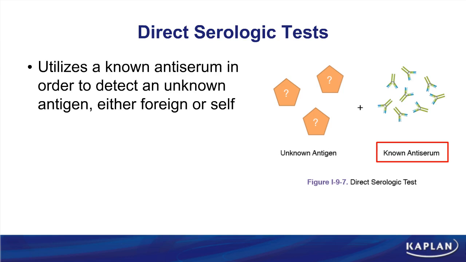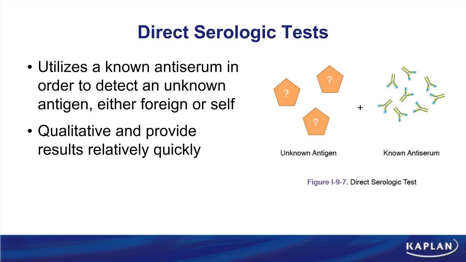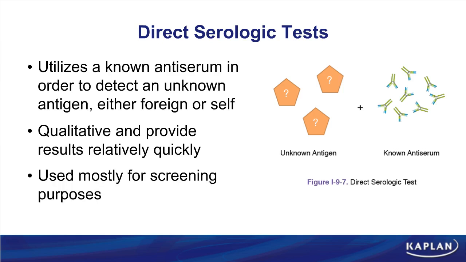So again, direct serological testing, I'm looking for my unknown antigen. Typically, serological tests that are direct in nature are qualitative, so you get a positive or negative response, versus some other testing which will be more quantitative, such as indirect serological tests. Typically, we're going to use direct testing for screening purposes, so just keep that in mind.